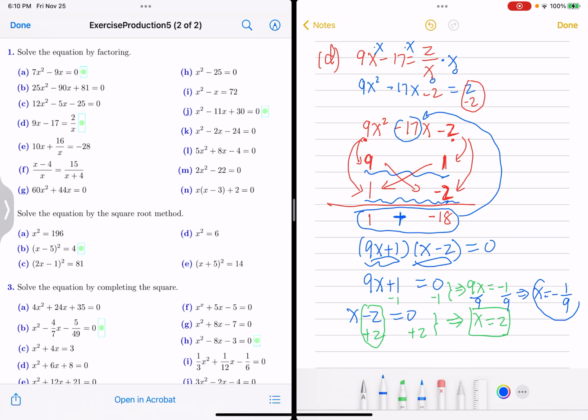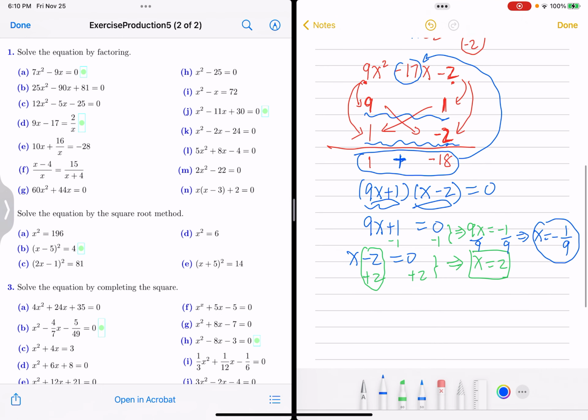That's the second solution. So what is the solution set? The solution set is like this. You may write negative 1 over 9. The second one is 2. That's the final answer. Okay, I'll see you next time.